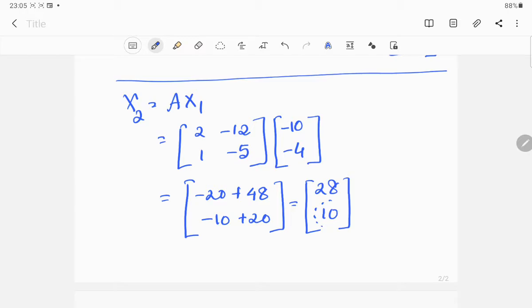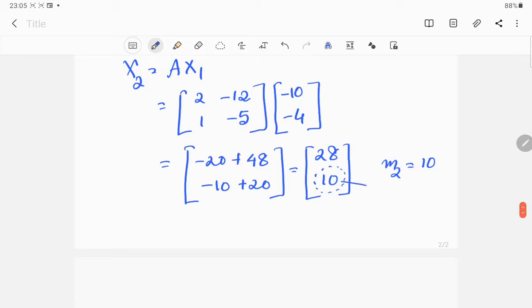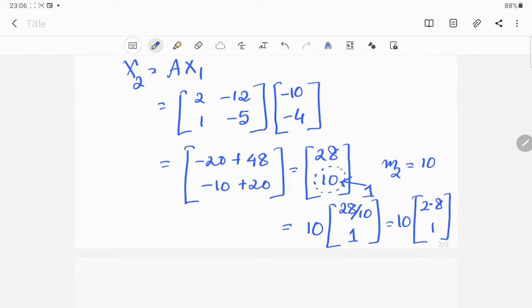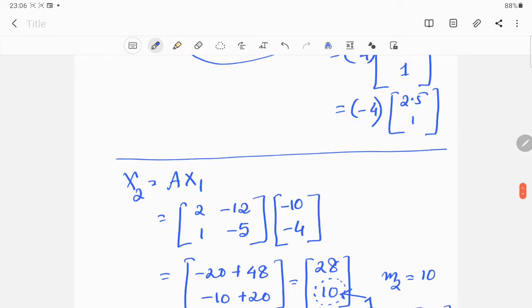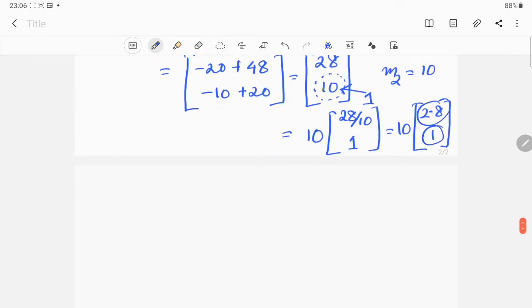So see what we will be doing now. Take this out. So now m2 is 10. We want to make this part 1, so I will take 10 out of it. Then it will be 28 by 10, and 10 by 10 means 1. So 10 into 2.8 and 1. Earlier it was 2.5 and 1. Now we have 2.8 and 1.